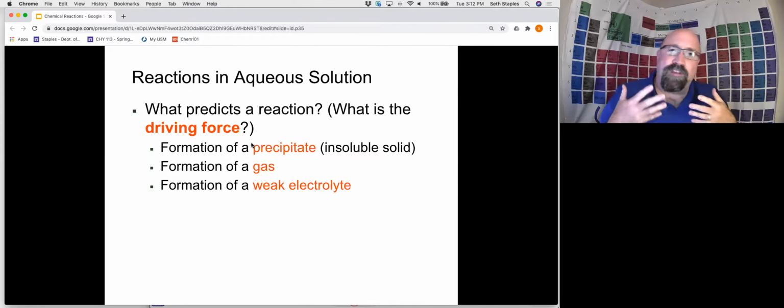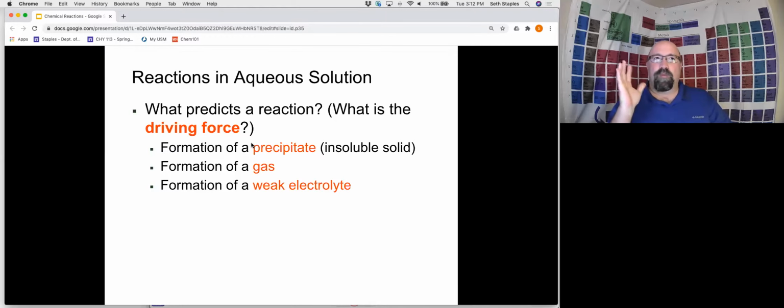And so today we're going to look at some more detail on those and at some of the ways that we depict precipitation reactions. We'll look at some acid-base reactions and some definitions there. Then we'll look at a couple other driving forces, such as the formation of a weak electrolyte, which is what drives an acid-base reaction, and some gas-forming reactions. And finally, we'll close out today by looking at what we call redox reactions, oxidation reduction reactions.